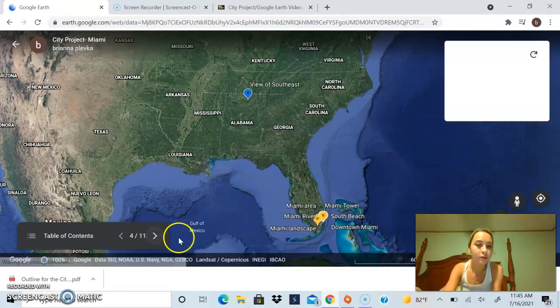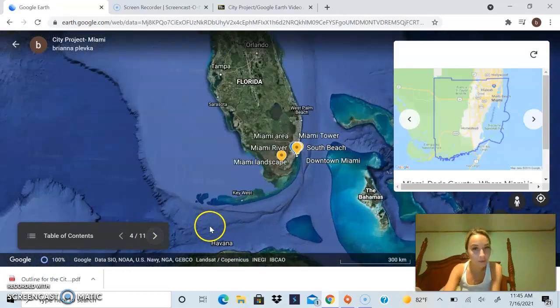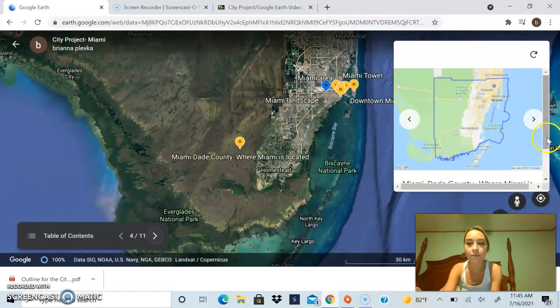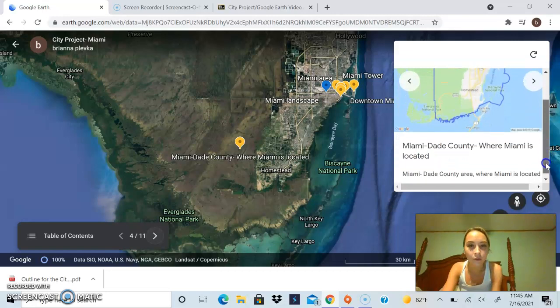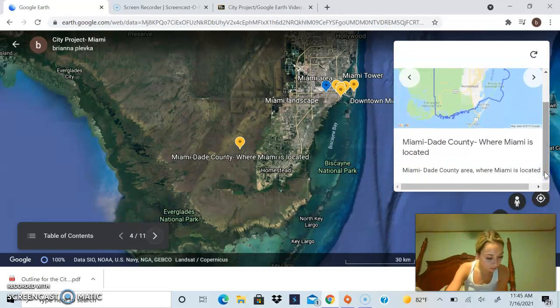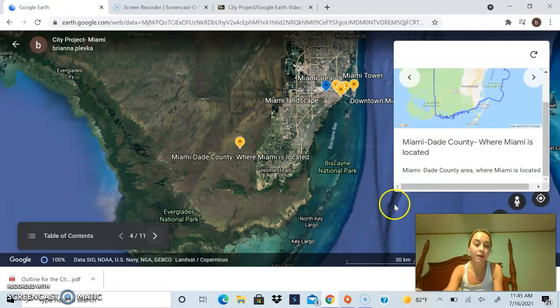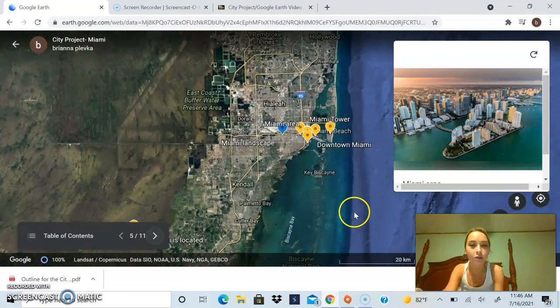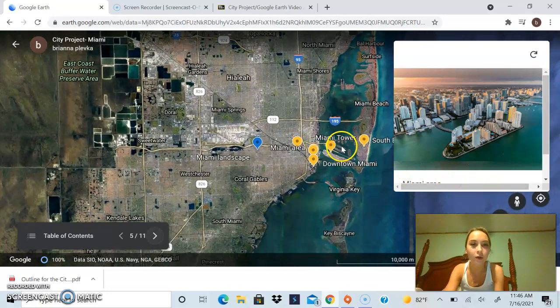And then now we're going to take a look at Miami-Dade County, which is the county that Miami is located in. Miami is located in the southeast portion of the county, and it actually is the most populous county in Florida. And then now we're going to show a wide area of just the Miami area, so you can get a closer look.